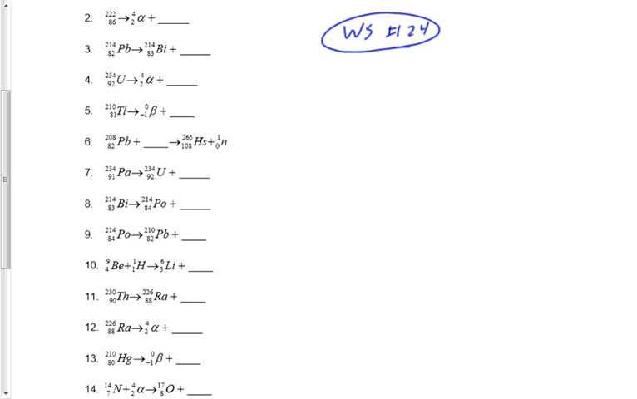Number 2. 2 says we start with 222 86. Doesn't even say what that is. Is that radium, I think, Ra? Or Rn, radon? Radon? Okay, so it should say, no, let's write it over here. It should have said that, although it doesn't really affect how we do the question. We know how to do the question whether we see the symbol there or not.